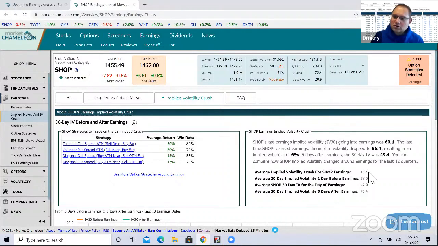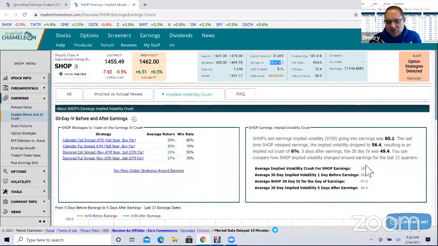So on average, the implied volatility was down 18% the day after earnings. Heading into earnings, the 30-day IV was on average 58. The day after, the average implied volatility fell to 47.9. 5 days later, it fell to 46.4. So it continued to decline. So here, this is the average, 58. Here's where we are now, right where the average is, 58.4.